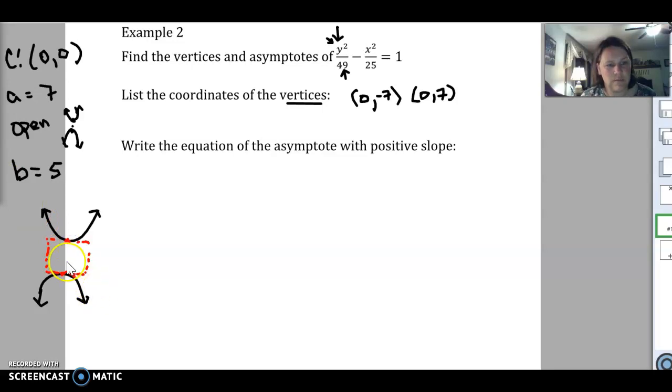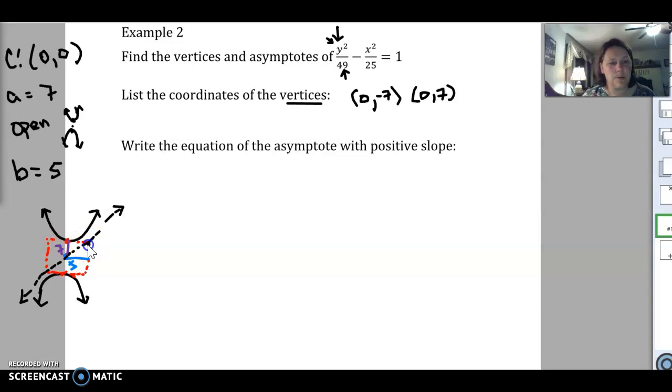So our center is here at 0, 0. Then we went up 7 units. So here in purple, we went up 7 units, and then in this other direction to the right, that's our b value, and in this case, b is 5. So the slope for our asymptotes is going to go right through the points of this rectangle guide that we used to draw our hyperbolas.